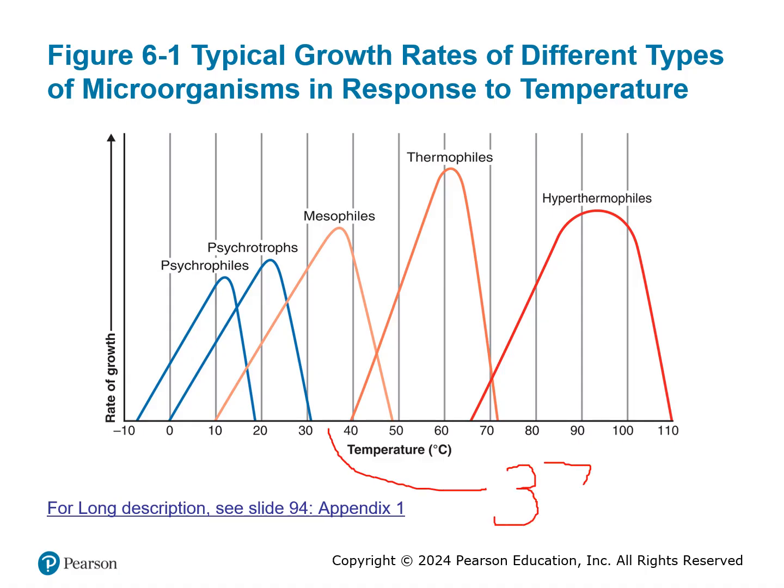All right, so looking at this chart, knowing that human temperature is approximately 37 degrees Celsius, which of these is going to be more likely to be a human pathogen? A psychrophile, a psychrotroph, a mesophile, a thermophile, or a hyperthermophile? Which one do you choose? That's right, you got it. Mesophiles are going to be human pathogens because they like to grow at human temperature. So unfortunately, a lot of bacteria are mesophiles and they love to grow in our human bodies.